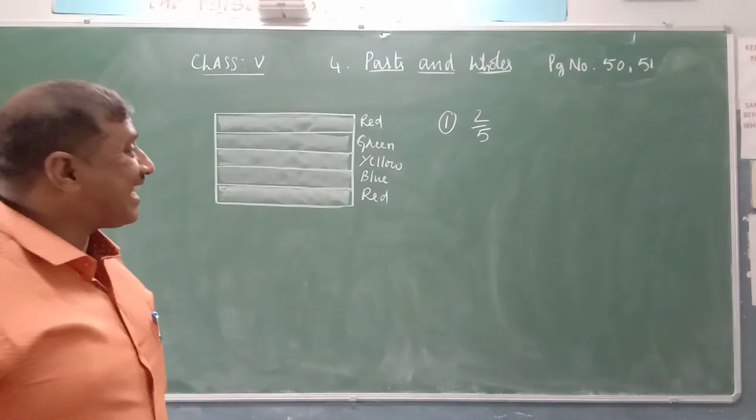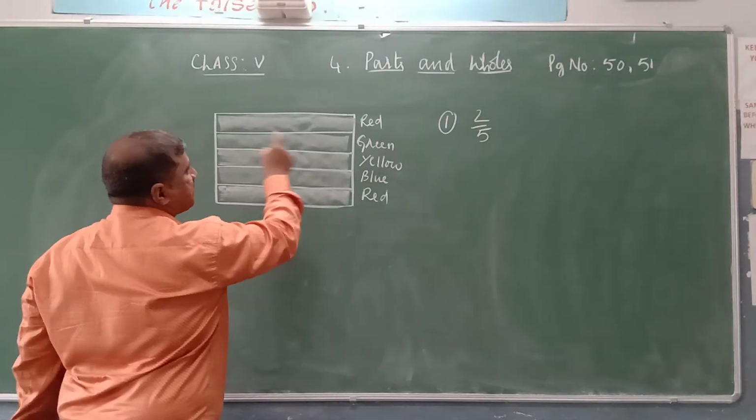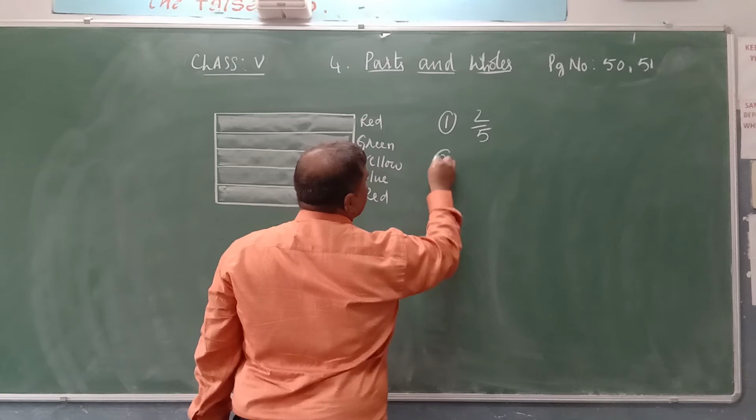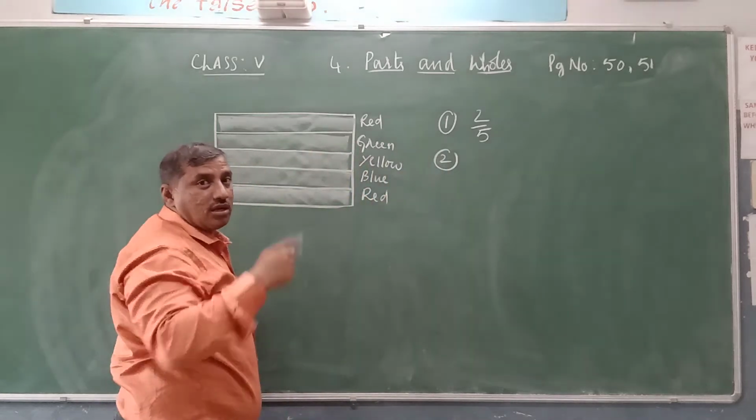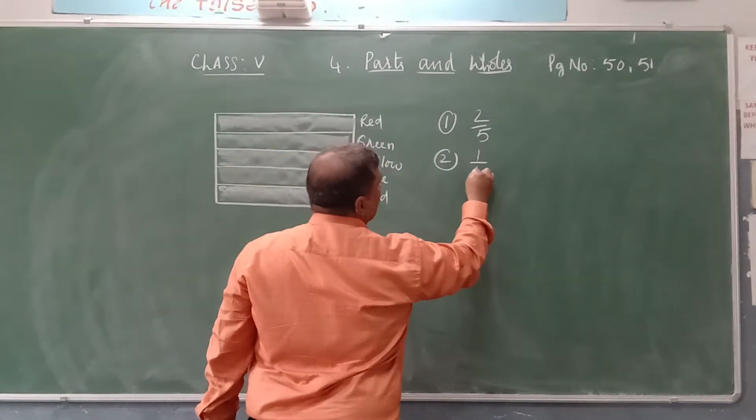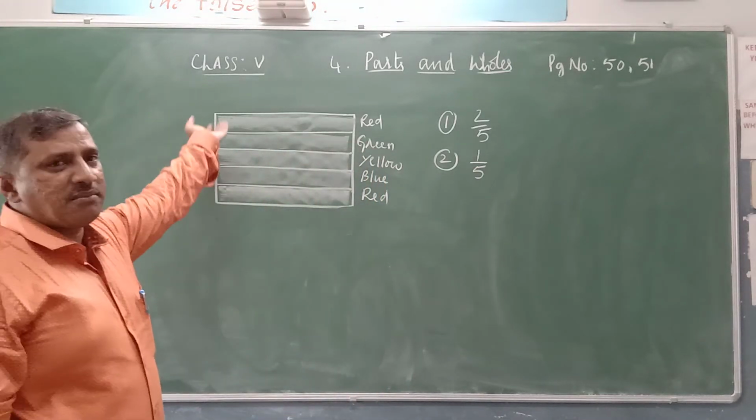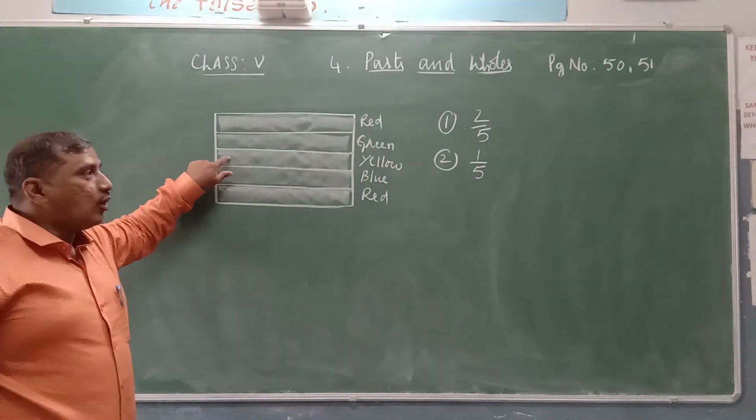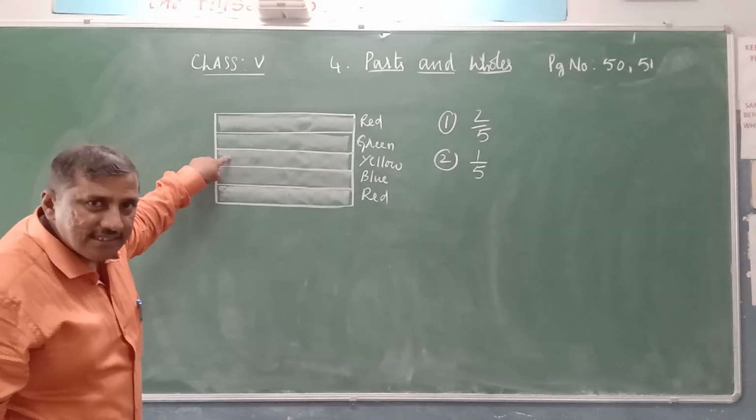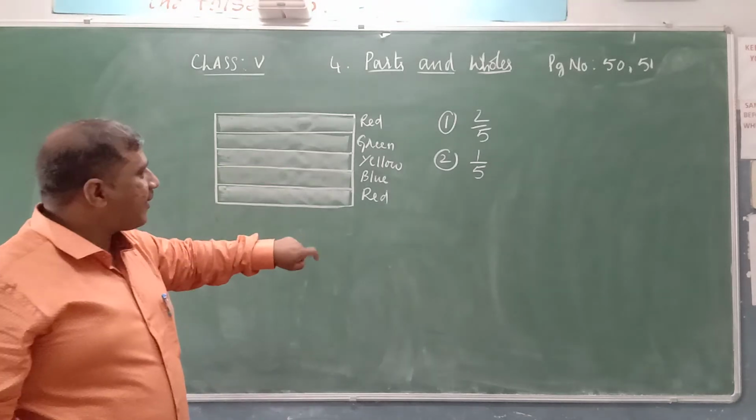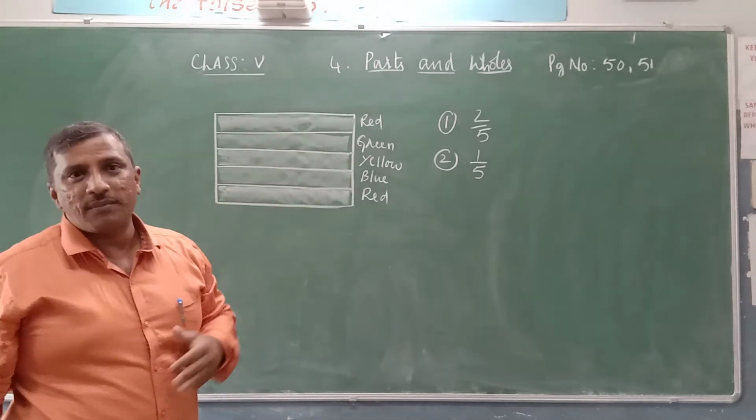What part is green? Green is how much part? Yes, it is only one part out of 5. Therefore, it is 1 over 5, or 1 by 5. Similarly, you can frame any number of questions. What part is yellow? Yes, it is 1 by 5. Blue, it is 1 by 5.